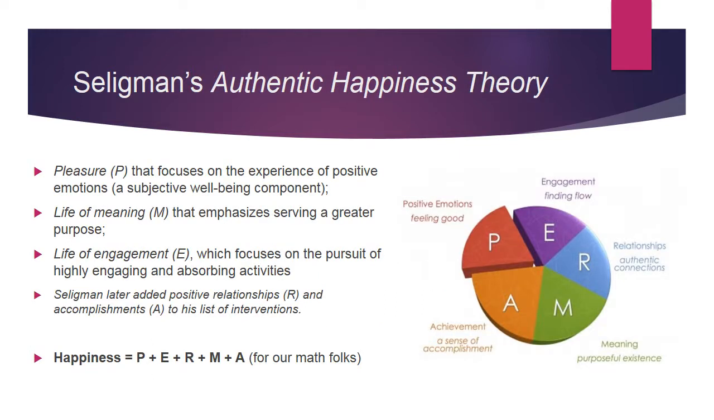So here's a little bit more on Seligman's authentic happiness theory. So we have P for pleasure, that focuses on the experience of positive emotions. That's the subjective well-being, positive emotions. When somebody singles you out for doing something really good, or refers to you as someone who really knows what they're doing, that makes you feel good.